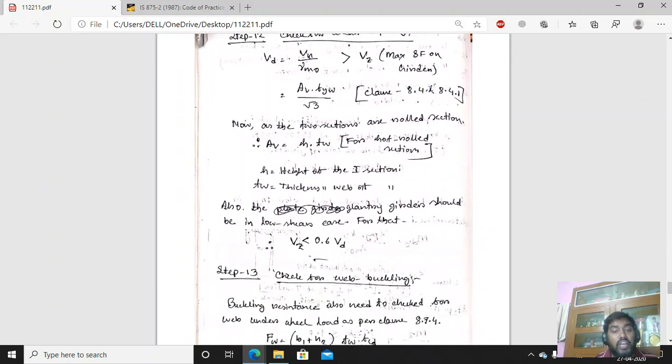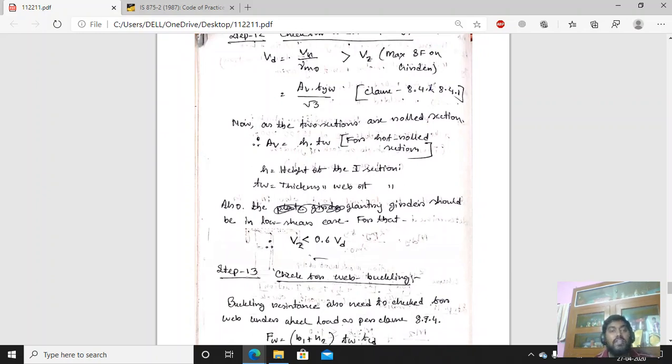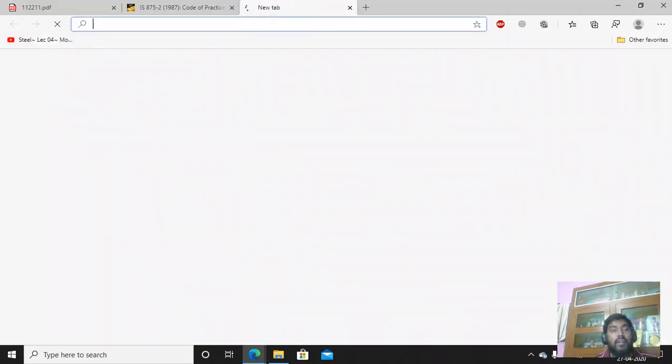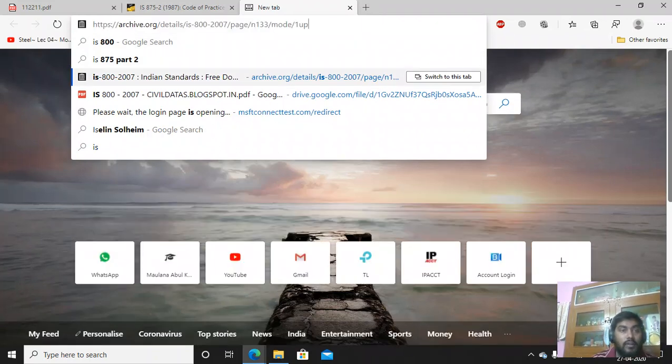Now the check for the shear capacity. The shear capacity check is very easy. Let us open IS code 800.